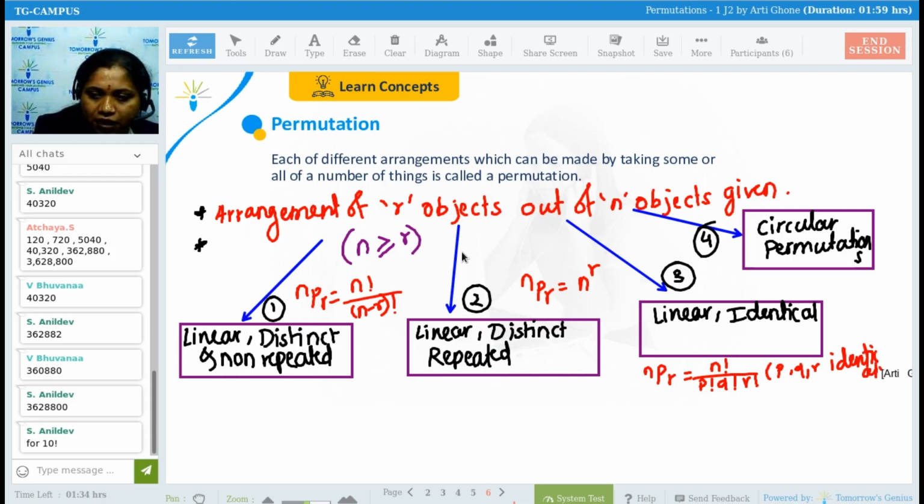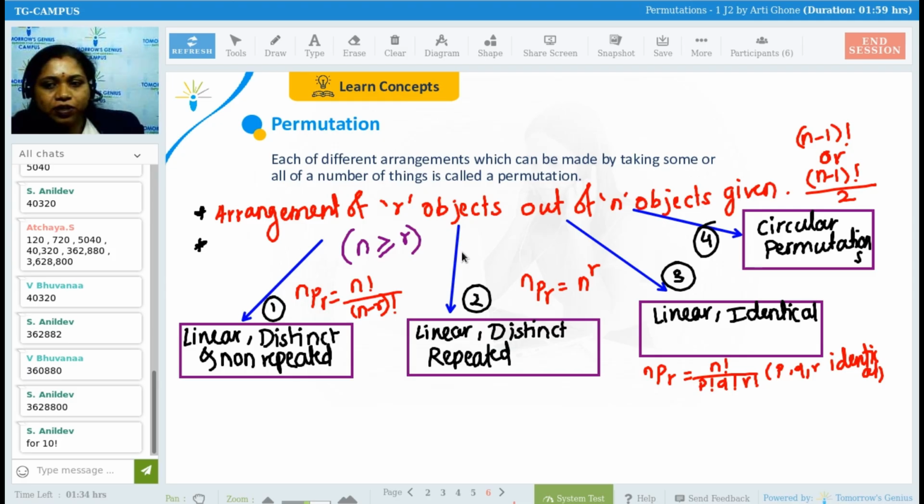We'll see it in detail in the next lecture. Just write down the difference of formulas. Then the fourth one, permutation in a circular way is n minus 1 factorial, or if direction is considered, then n minus 1 factorial upon 2. This is with respect to direction, and the second one is without direction. Okay, clear? So these are all the formulas which are related to permutation.